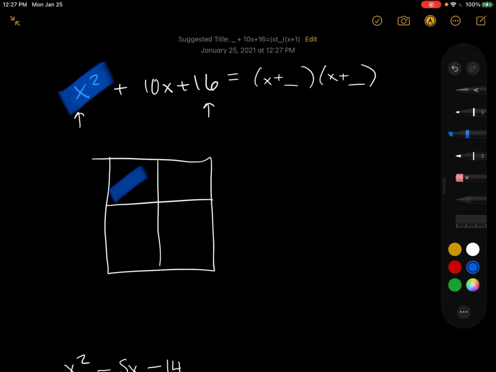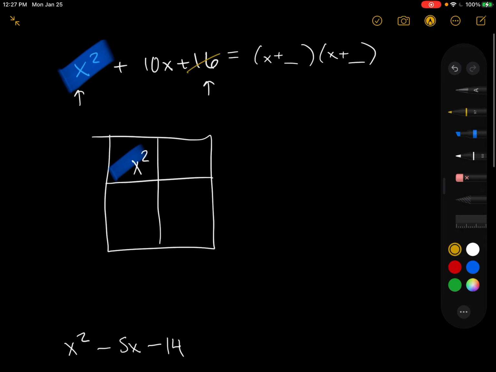Next, your first term always goes in the first box. After that, your last term always goes in the last box. So this is a step that just requires repetition. It does not require a whole lot of thought there, to be totally honest. So again, first in the first box, last in the last box.